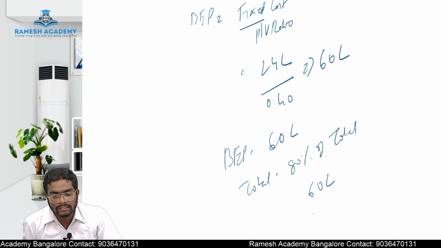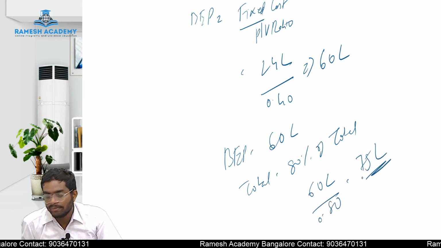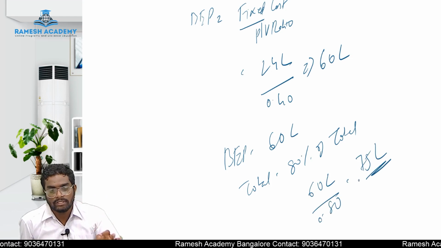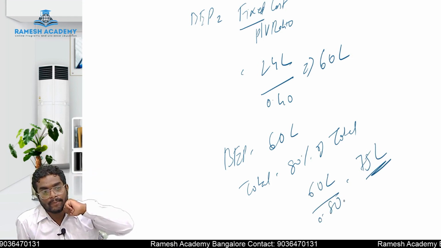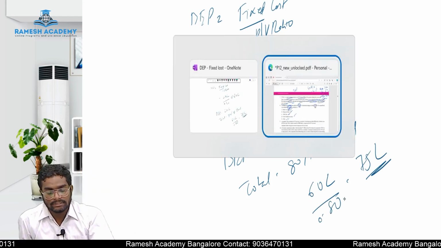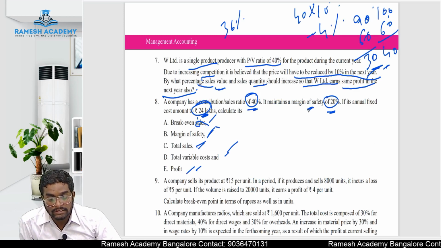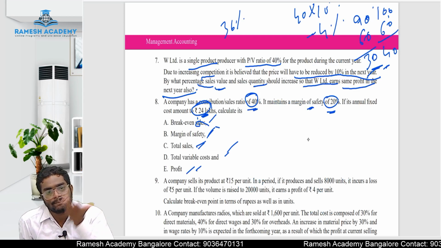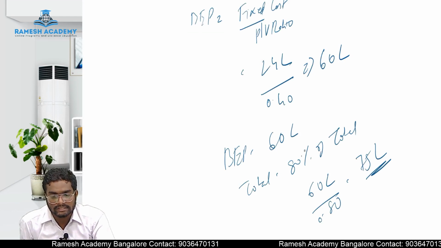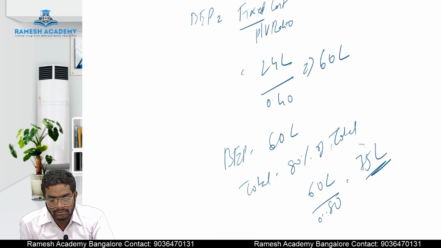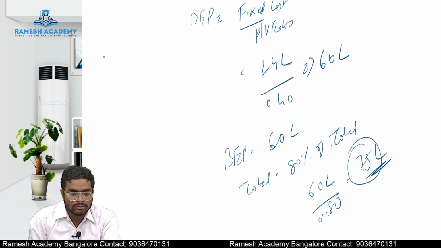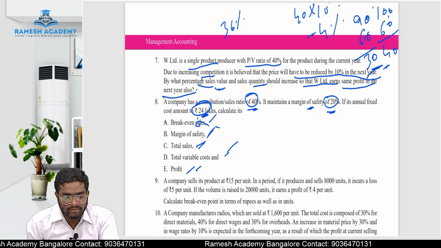So 60 lakh divided by 0.8 will give me 75 lakh. So this is my total sales. How did I calculate it? 60 lakh divided by 0.8. Why? Because in the question they are telling the margin of safety is 20%, which means the remaining 80% is BEP only. So that is the reason I divided it by 0.8. So my total sales is 75. So my first question is answered.